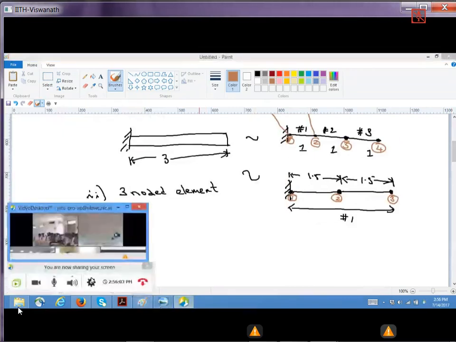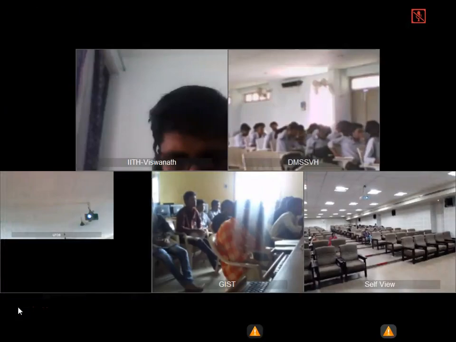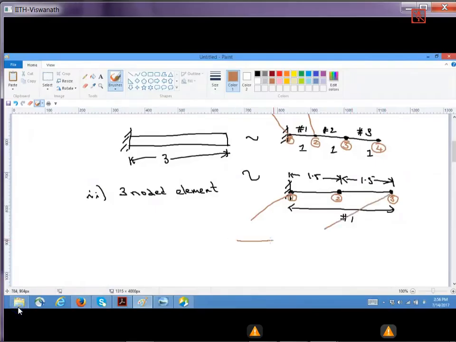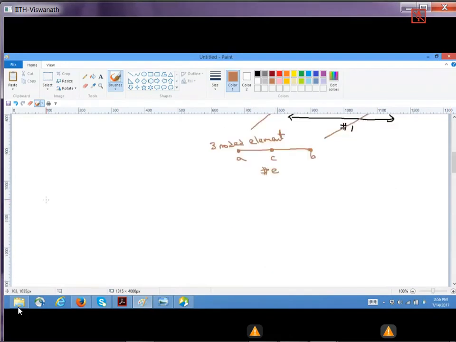Let me see if I have got some questions. A three noded element with nodes A, B, and C. This is element E. This is a three noded element, and the other one is a two noded element. Let's see the differences. Again, first one, two noded element.